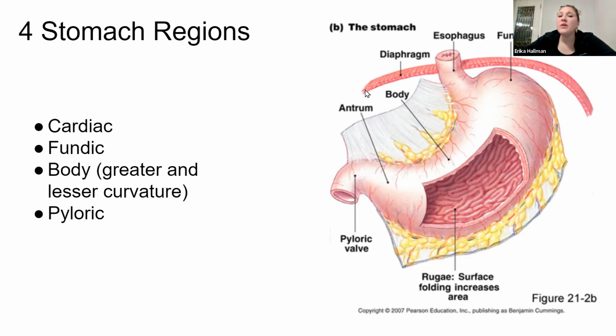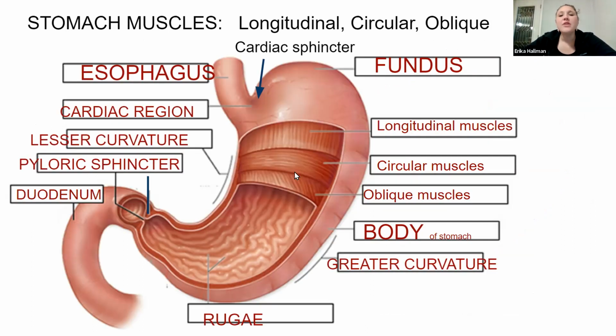It's important to notice too, here is our diaphragm. In the beginning of this course, we learned about how the overall cavities of the body are divided into the thoracic cavity, which would be above the diaphragm, and the abdominal cavity, which would be below the diaphragm. So our stomach is very firmly situated in our abdominal cavity, right? This is a great slide if you want to pause it and look through all the different parts of the stomach to review.